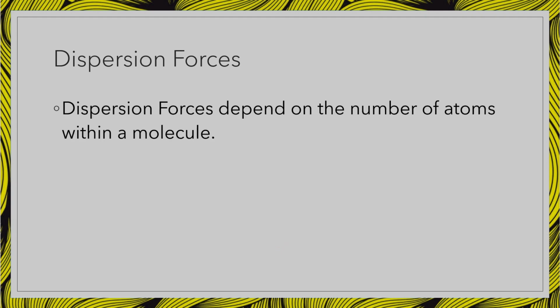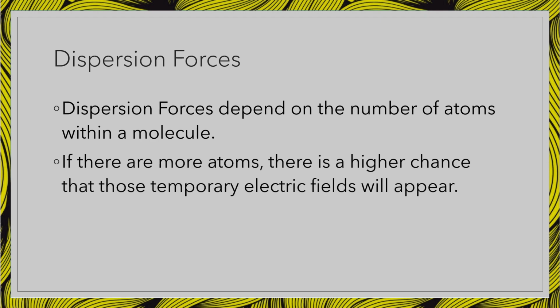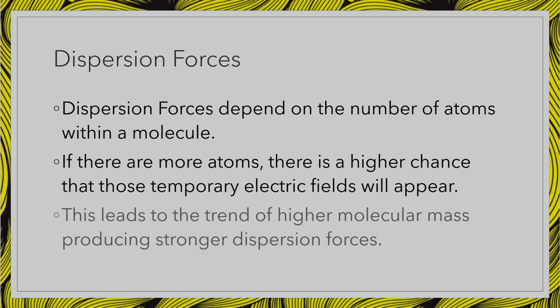Now, dispersion forces depend on the number of atoms within a molecule. The more atoms there are, the more chance there is for charge separation. If there are more atoms, there's a higher chance that those temporary electric fields will appear. And so this leads to a general trend of higher molecular mass producing stronger dispersion forces. Now, it's not just more atoms, but it's atoms with more electrons around them as well.